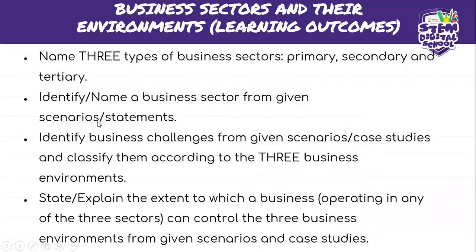Now, grade 12s, yesterday we covered some learning outcomes for this chapter basically. So you need to be able to do these things at the end of this chapter. You need to be able to name 3 types of business sectors: primary, secondary, and your tertiary sector. Yesterday we went into detail where we explained a primary sector, secondary sector, and a tertiary sector. Also, boys and girls, you need to be able to identify or name a business sector from a given scenario or statement. So today you'll see I'll be giving you statements and scenarios with different sectors basically. So I want us to do them together basically.